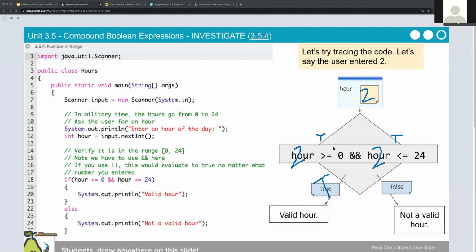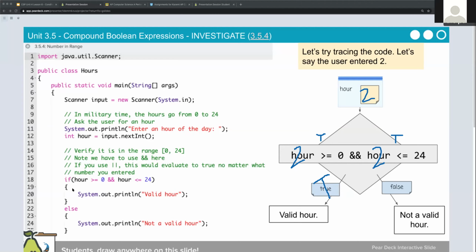And then you had to remember that true and true then gets reduced to true, right? If both sides are true, the whole thing's true. So then you're going to branch this way to the true side. And what's going to happen is that the code is going to print out valid hour. So basically back at the code, the stuff that is in the if is going to happen, and then you can ignore the else. So if you didn't quite get what we were doing, it's okay.